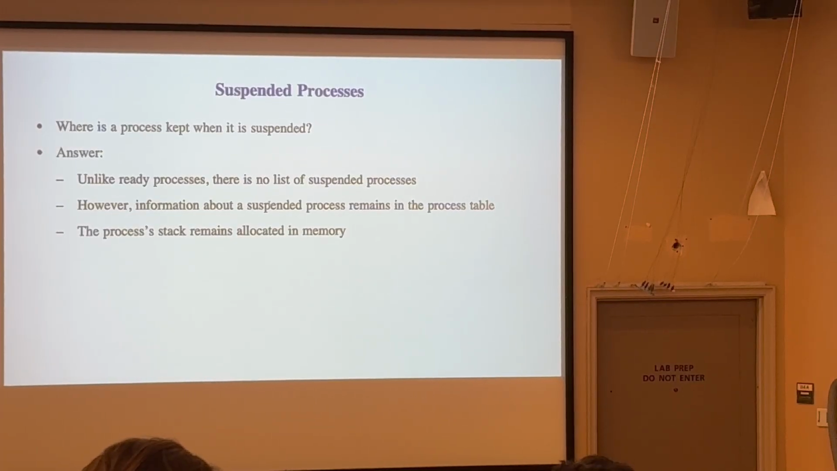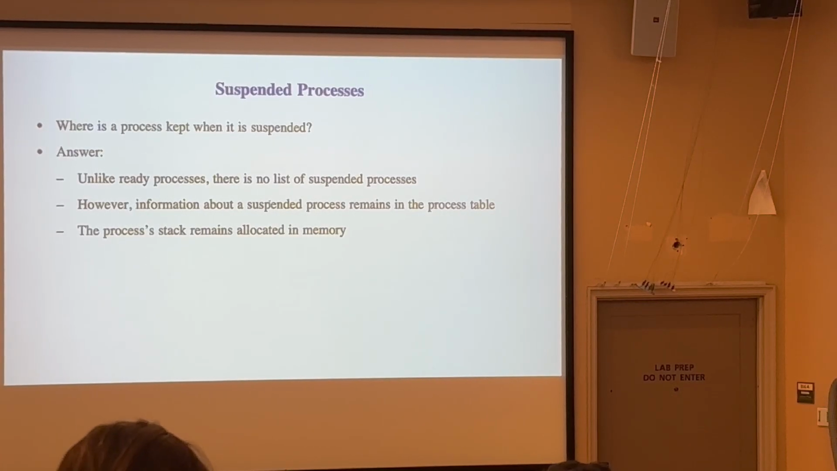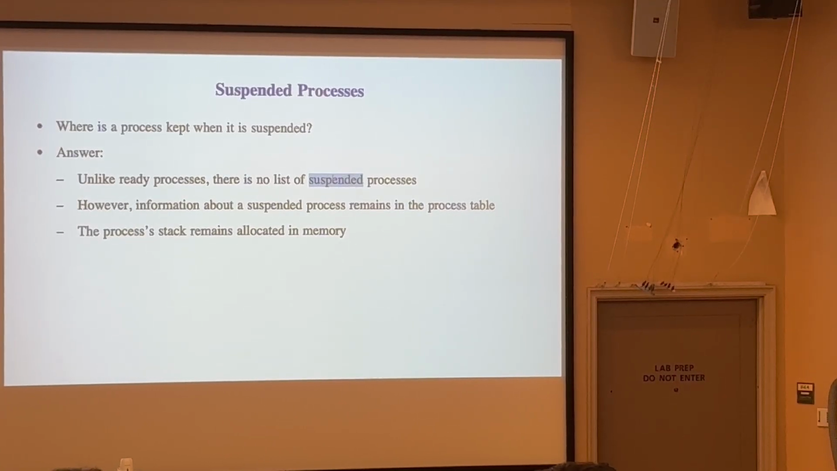However, the information about a suspended process, meaning the general purpose registers and its execution context, is still recorded in its process table entry, just like the other normal processes that are switched out. Okay, and the process stack remains allocated in memory. What does this mean? If it's not in any list, the implication is that whoever suspended this process needs to remember this process is suspended and resume it.